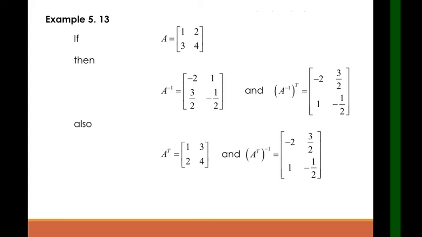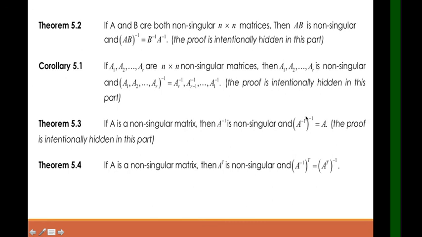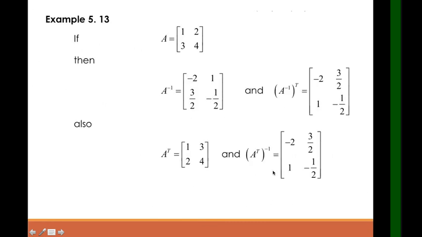Now, A raised to negative 1 raised to T, kukunin lang natin yung transposition yan. So, we have negative 2, 1. Ito yan. And then 3 over 2 and then negative 1 half. So, yun lang yung sinasabi ng theorem na nandito kanina. No? Nasaan ba yun? Ito, theorem 5.4. And then, also, A raised to T is equal to quantity 1, 3, 2, 4. Ito yan, no? 1, 3. So, yung 1, 2, ayan. 3, 4, ayan. No? Kinuha natin yung transposition nila.